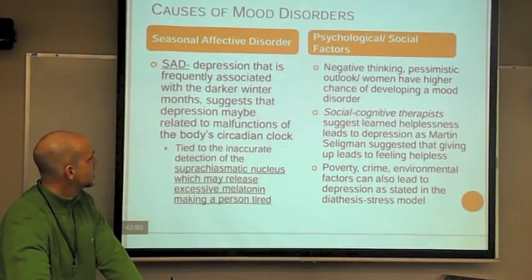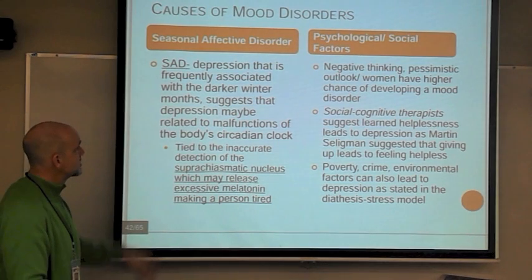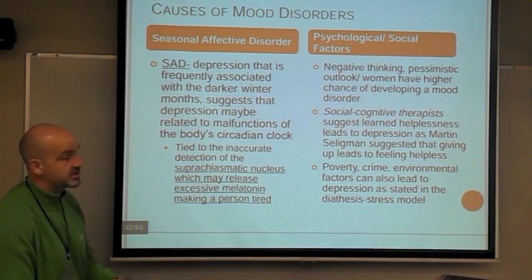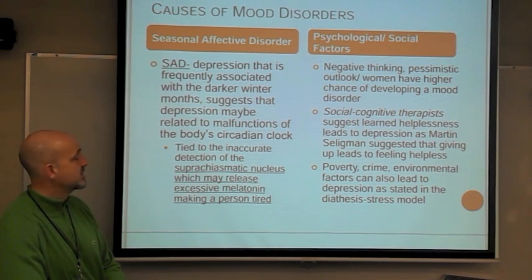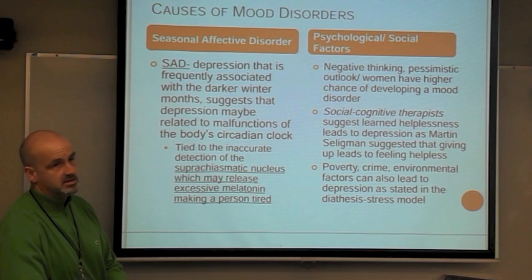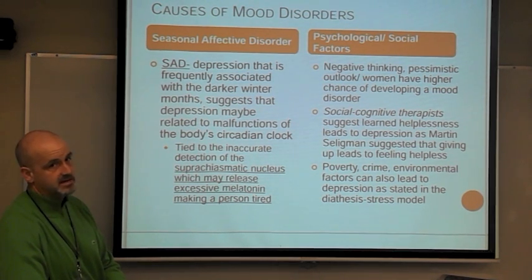Now, causes of mood disorders: seasonal affective disorder, okay, which is classified under mood disorders, is connected with the changing of seasons. More people become depressed in the winter months, partly because there's a lack of sunlight, but also their circadian clock or suprachiasmatic nucleus may release too much melatonin.